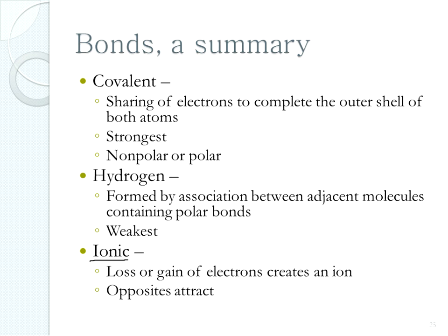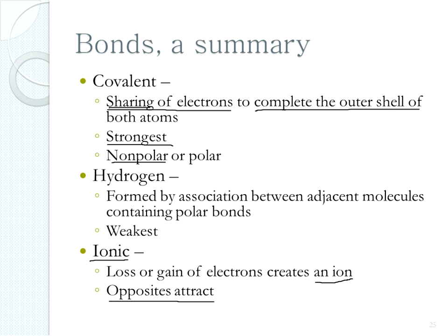So we have three kinds of bonds. The first one we talked about is the ionic bond. It occurs between ions. Loss or gain of electrons creates an ion. And then you have this opposites attract idea. Then we talked about covalent bonds, which is sharing of electrons. The goal is to complete the outer electron shell of both atoms. Because we're sharing electrons, this is the strongest of the bonds.